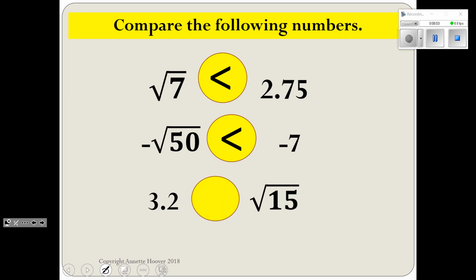Next, we have 3 and 2/10, comparing it to the square root of 15. And if I type the square root of 15 into my calculator, I will see that it's 3 and 87/100ths, and it continues on and on and on. But that's enough for us to compare the 2 to the 8. The 8 is larger. So again, this is a less than symbol.